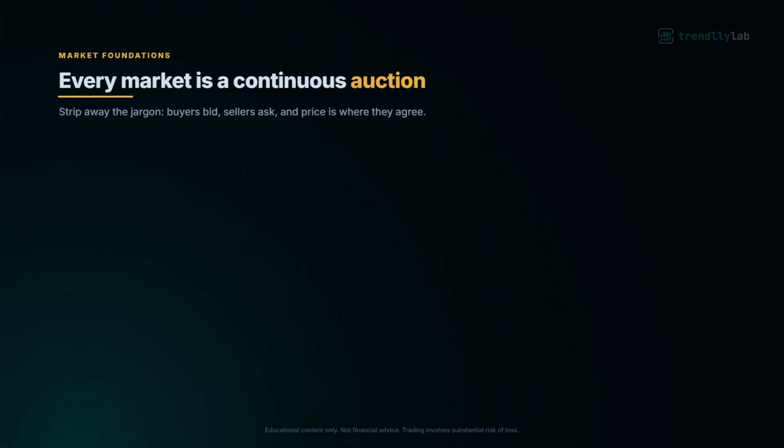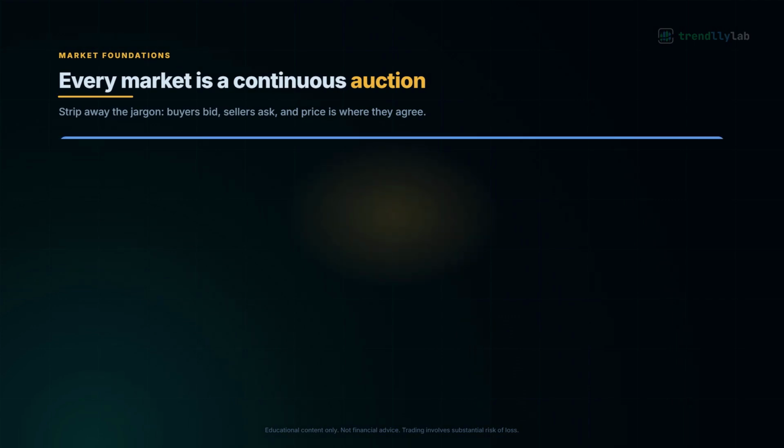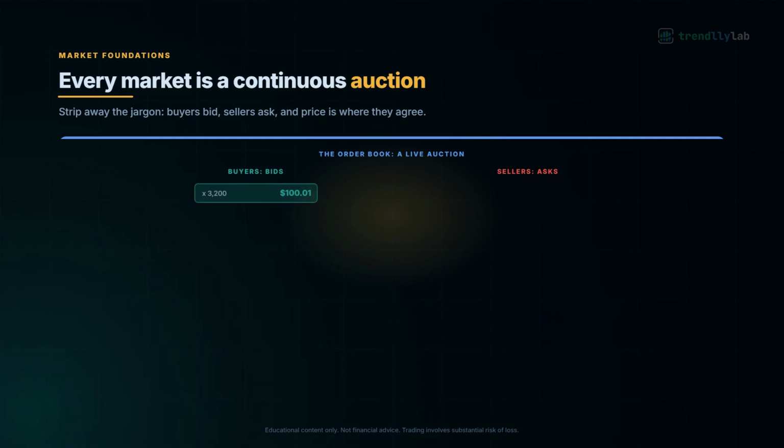Every market you will ever look at is a continuous auction, running all day, in public. What that auction actually looks like is an order book. It has two sides. Buyers on one side posting bids, sellers on the other posting asks. At the very top of the buy side is the best bid, the most anyone is currently willing to pay. Below it sits a second bid, a little cheaper. And below that a third, cheaper again.